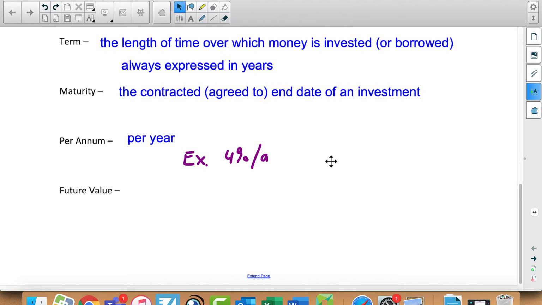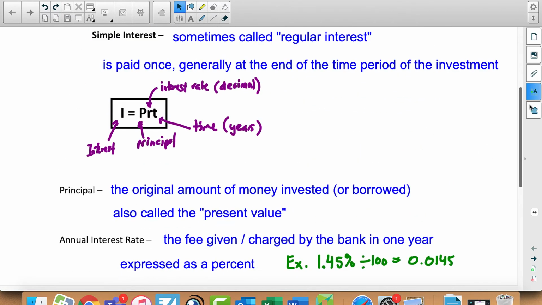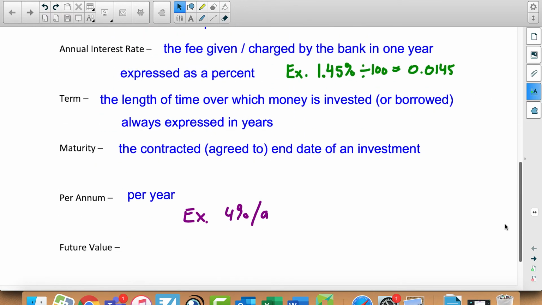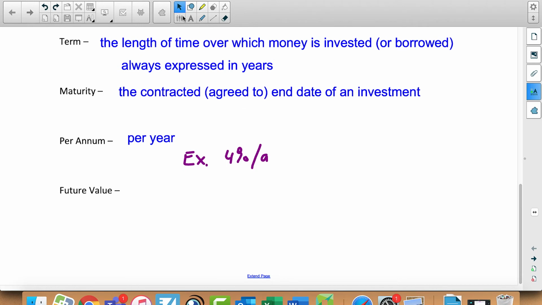Future value. Okay, this is an important one. This formula, I equals PRT, what it tells you is just the interest you earned or the interest you're paying. But it doesn't tell you how much money you now have in the bank. Let me give you an example. If you put $100 in the bank, so that's how much you put in the bank, and let's say you get 6% interest, which is pretty great. So at the end of the year, you've made $6. Is that how much money you now have in the bank? $6? No. You put 100 in, you got $6 interest, you now have $106.